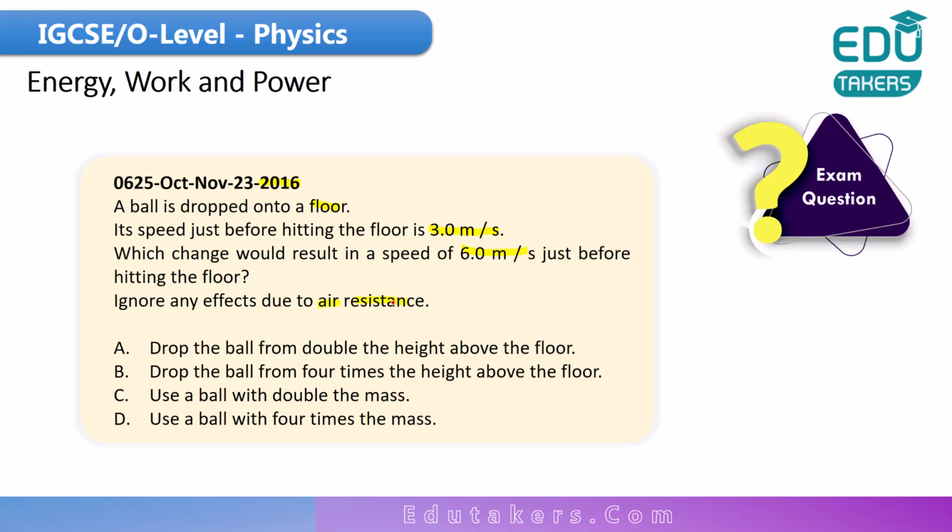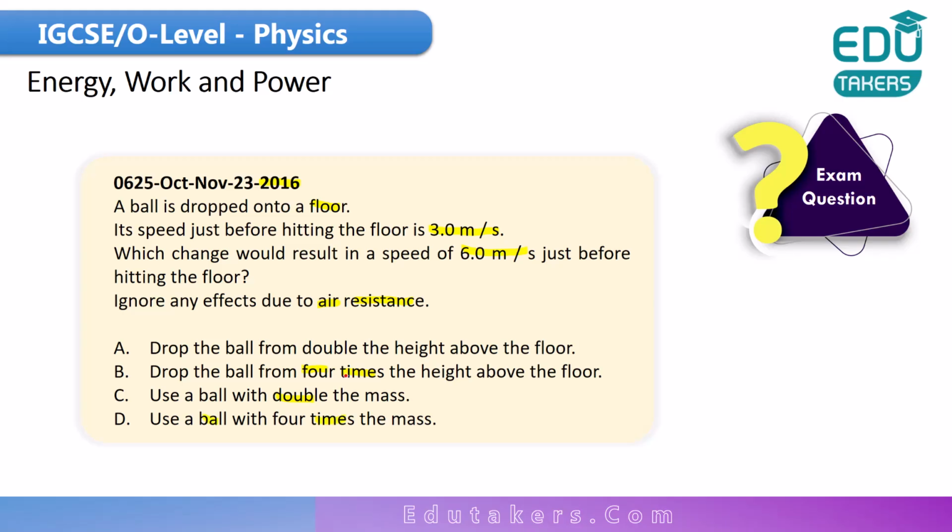So first of all, we have to ignore the air resistance. It means that there is no loss of the energy. And the second thing, initially the speed of the ball is 3.0 meters per second. You double the speed of that ball and it becomes 6.0 meters per second. So which effect from here would be the correct? Let's see the answers. A. Drop the ball from double the height above the floor. B. Drop the ball from 4 times the height above the floor. C. Use a ball with double the mass. D. Use a ball with 4 times the mass.